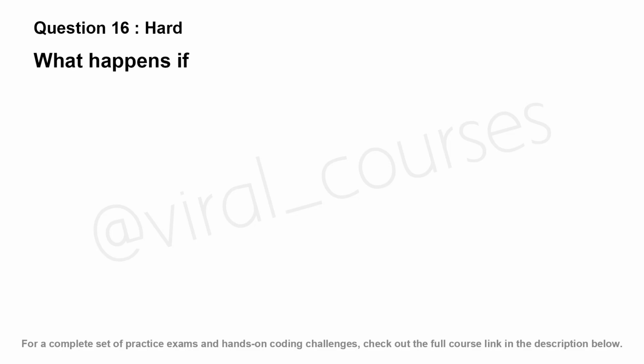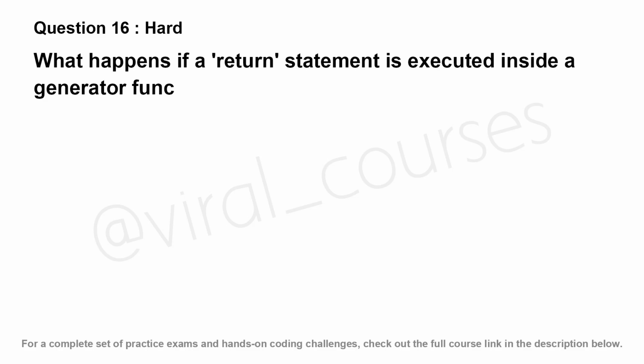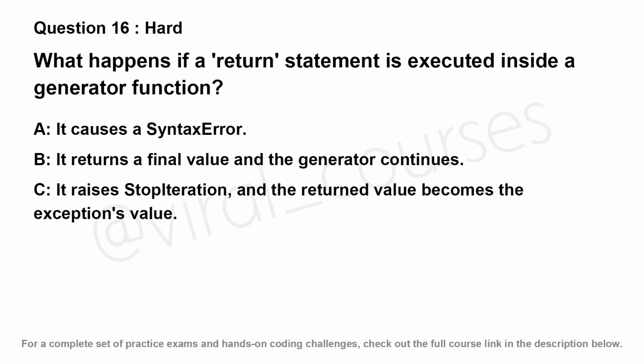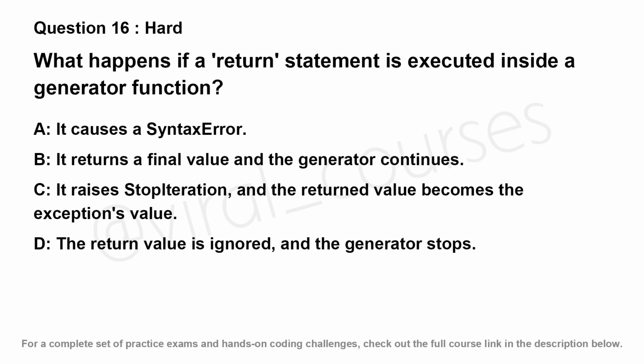What happens if a return statement is executed inside a generator function? Option A. It causes a syntax error. Option B. It returns a final value and the generator continues. Option C. It raises StopIteration, and the returned value becomes the exception's value. Option D. The return value is ignored, and the generator stops.